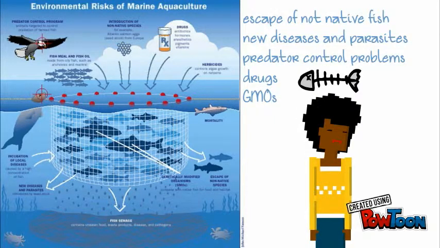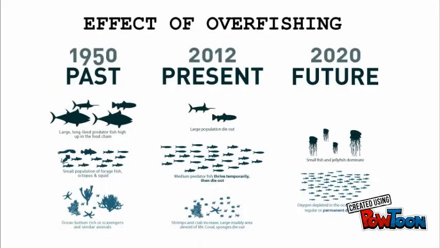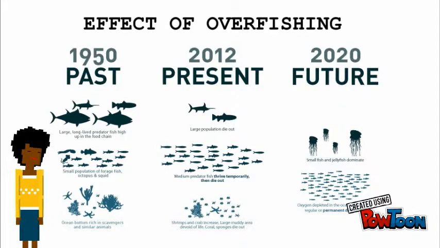But one of the biggest problems of aquatic production is overfishing. It is predicted that at the rate we are overfishing and at the rate we are growing in population, in the near future, we will not be able to have as much fish as we are used to. And this is because of overfishing.